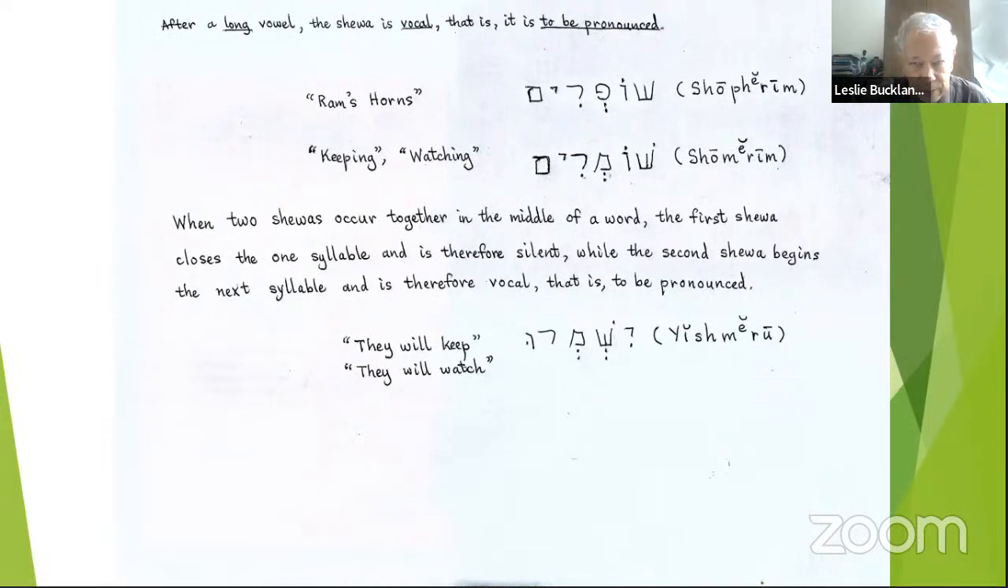So notice you have two simple shiwas coming together in the middle of this word. And when you have that, the first simple shiwa is not to be pronounced, but the second one is to be pronounced. All right, so that is a rule to remember. Yish meru. They will keep, they will watch.